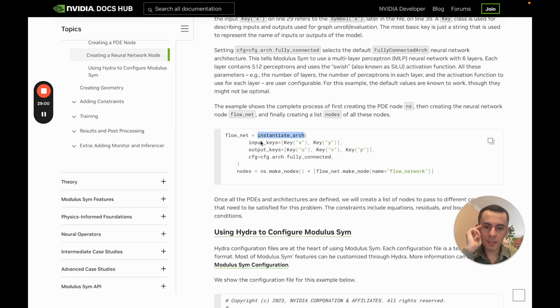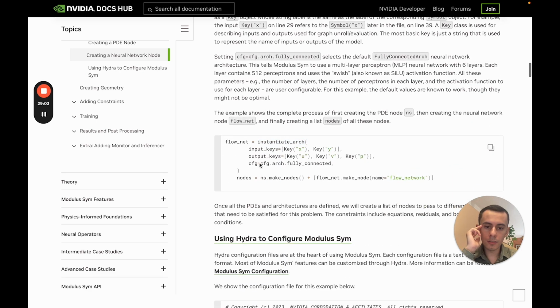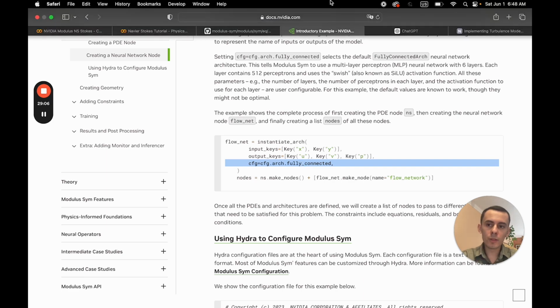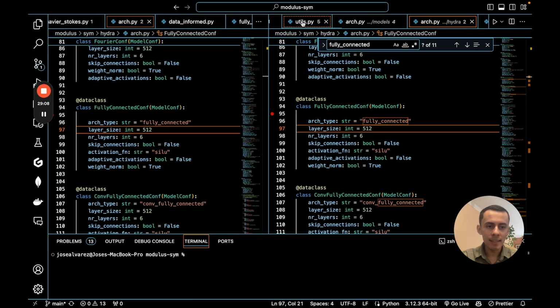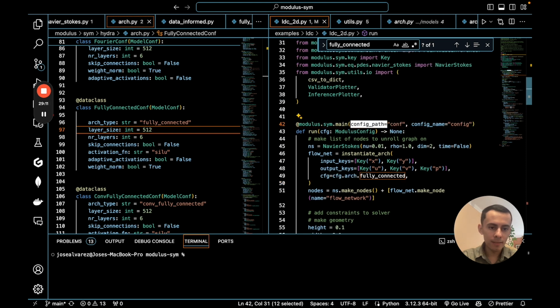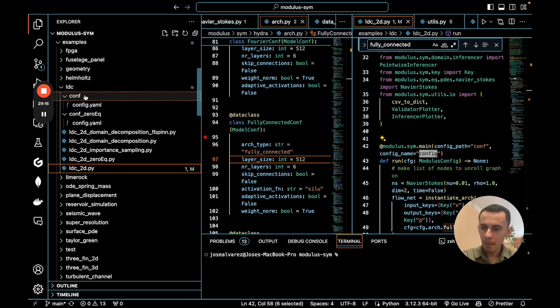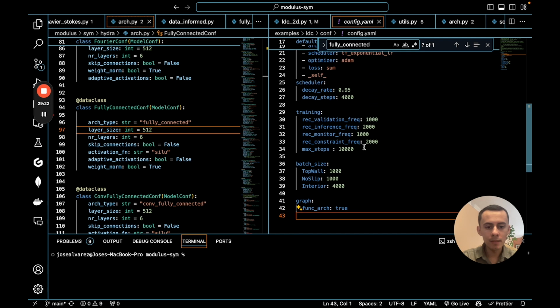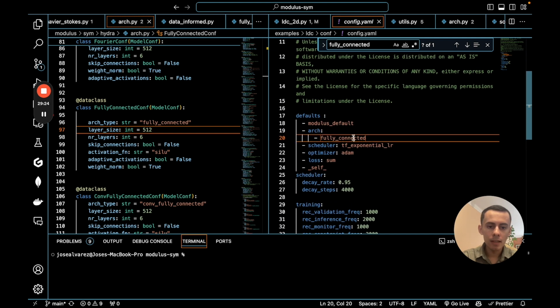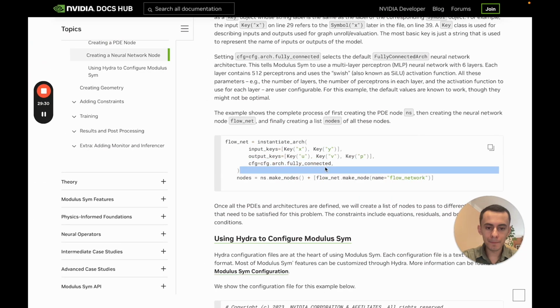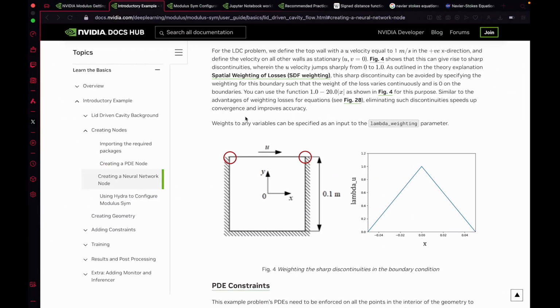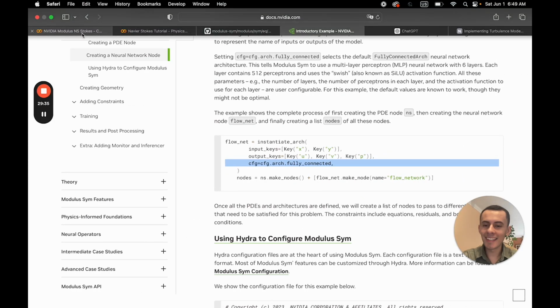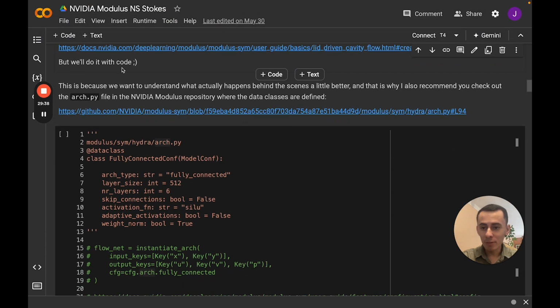So instantiate architecture and use this configuration file, which supposedly you would place in the configuration folder and it should have a name called config. For example, here, configuration folder, config.yaml file, and it has these configurations. And we use the fully connected architecture, as I mentioned. So that's what they're doing here. They do it that way. But I don't want to do it that way. But we will do it with code.